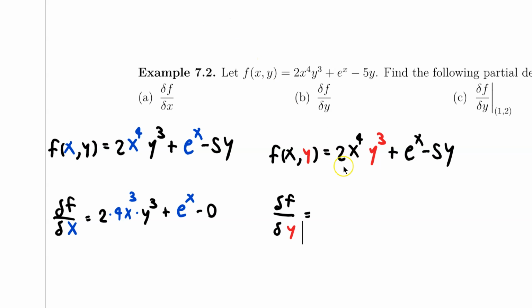So the first term, 2x to the 4th, is just a number multiplied to y cubed. So that number stays the same. And now the derivative of y cubed becomes 3y squared. The second term, e to the x, is just a number. So the derivative of e to the x would just be 0.